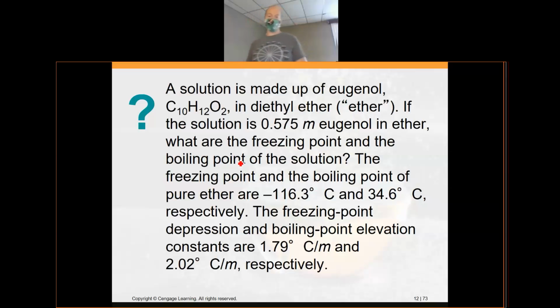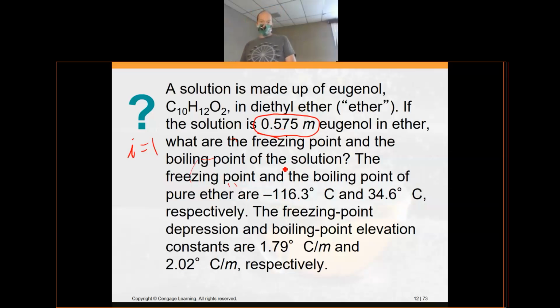the freezing point. All right, so we have eugenol again, and this time we're using diethyl ether. They give us our molal solution, and these are a couple of molecular compounds. These are organic compounds. And so your i value is 1. These are not ionic compounds. We're not having a metal and a non-metal. These are molecular compounds.